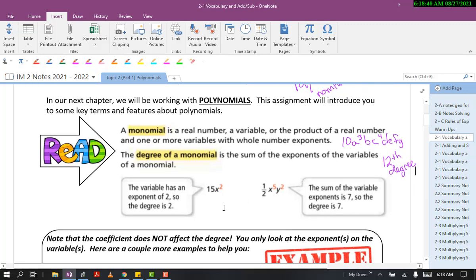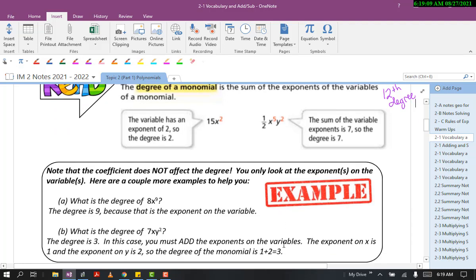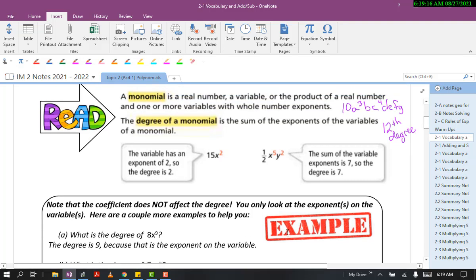And here we have two more examples. The variable has an exponent of 2, so the degree is 2. There's no other variables there. Whereas in the second one, we have two variables, both have an exponent of 1, because all variables have an exponent 1 if nothing's written. We got 5x to the 2y, so total, we add those up, we get 7 variables altogether, so the degree is 7. No, the coefficient doesn't affect the degree. We don't care what number's in front, 15, 1/2, 10, it doesn't matter at all.